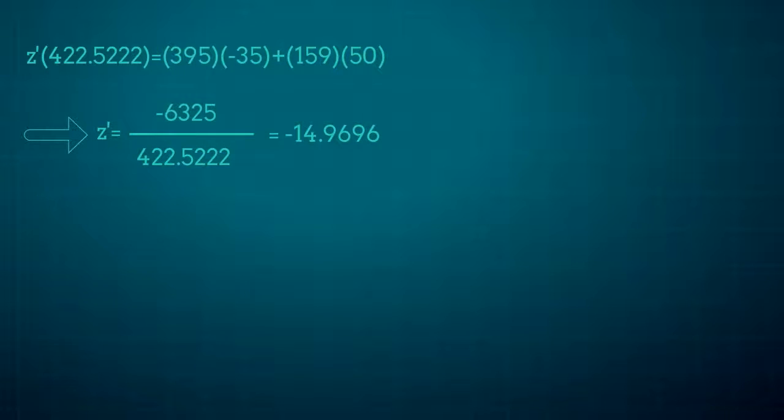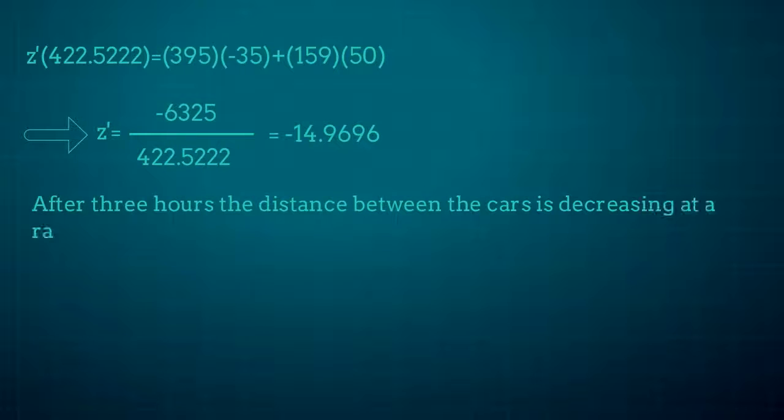Plug in the known quantities into the equation and solve for z prime. After 3 hours, the distance between the cars is decreasing at a rate of 14.9696 mph.